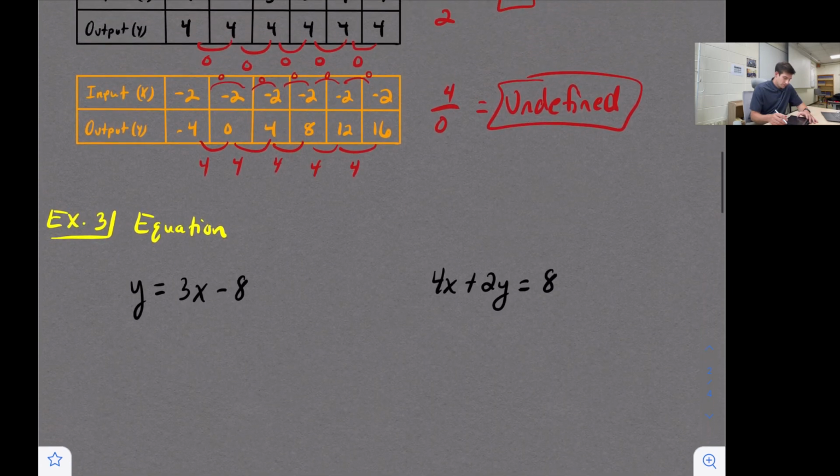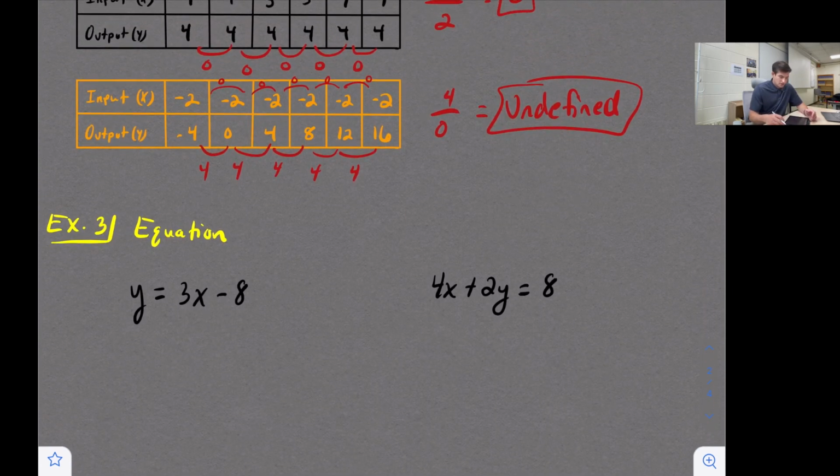All right, example 3, we're gonna look at a couple of equations. When we're trying to find the slope from an equation, it's very simple if we can have our equation in slope-intercept form. Slope-intercept form is y equals mx plus b, and the coefficient of x, or the number that is in the place of m right here, is the slope. So on this first example, it's very easy. The slope is 3. That's it, because 3 is in the place of m.